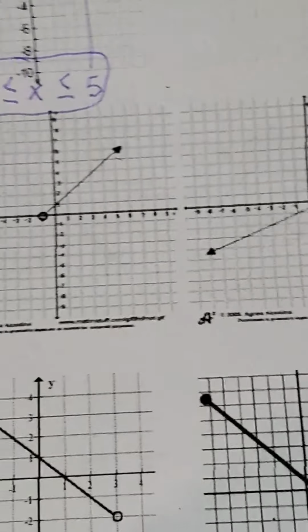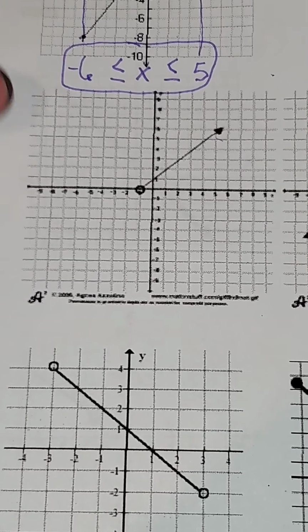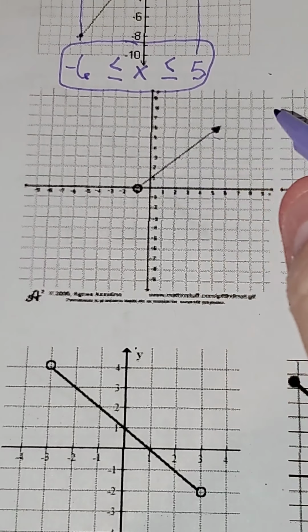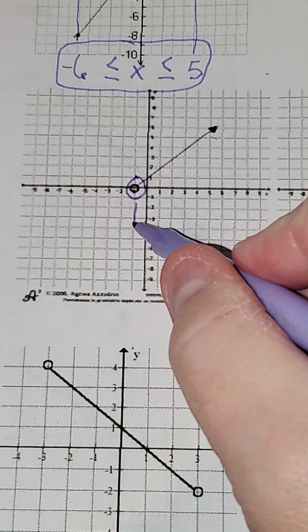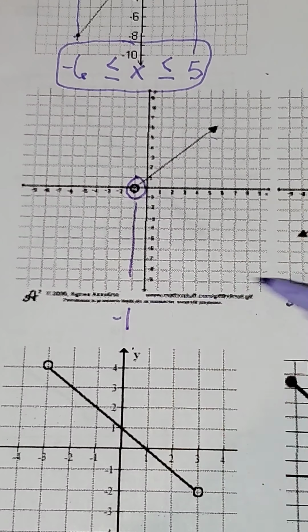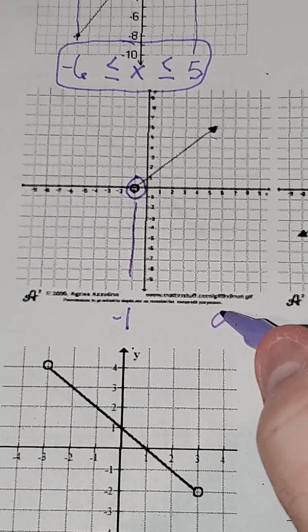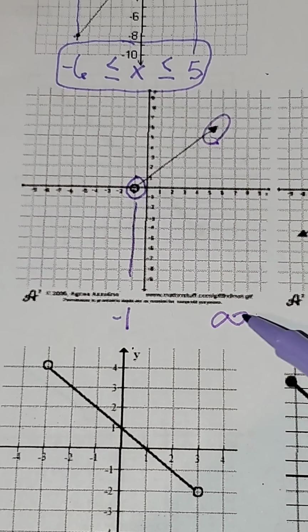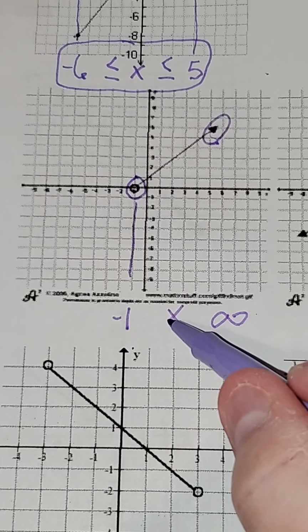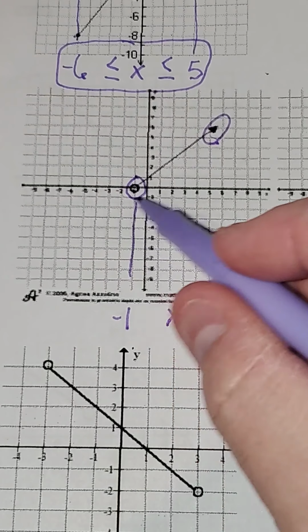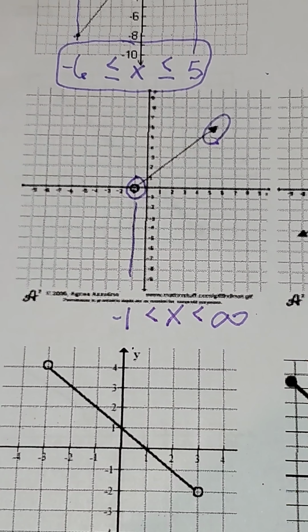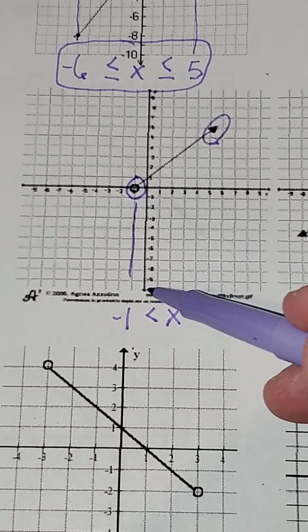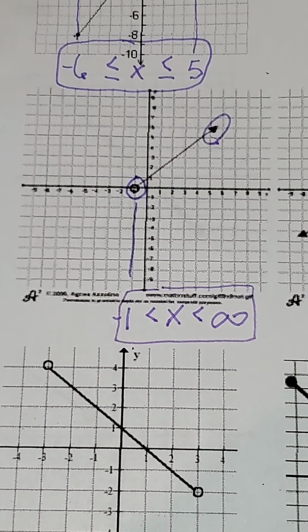Let's move along to some other equations. This one, it's hard to see on the video, is open. Notice it is open at -1, and this thing goes all the way to infinity because of the arrow. We are dealing in domain, so it's x's. When we write it left to right, both arrows are pointing left. Infinity is never equal to, and since this is an open dot, this would be the final answer for this domain.